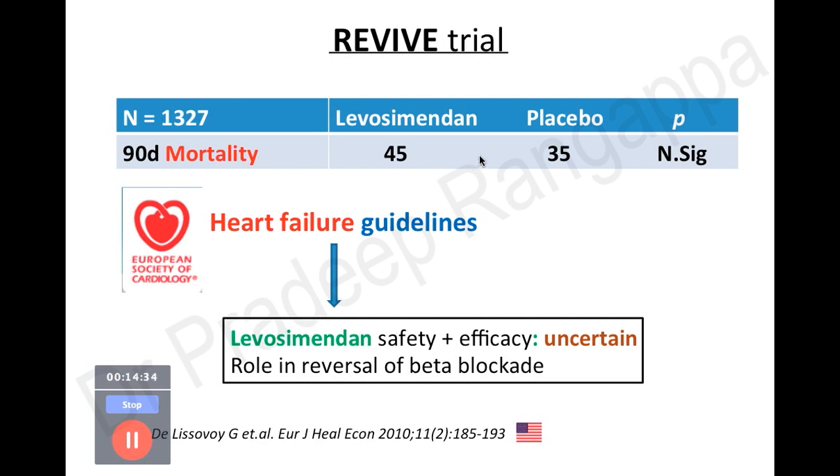So at that point of time, when the heart failure guidelines came, the European heart failure guidelines, they again underemphasized the role of levosimendan based on this REVIVE trial. The SURVIVE trial was negative, REVIVE trial is negative, RUSSLAN trial is positive. So they said levosimendan safety and efficacy is uncertain. It may have some role in reversal of beta blockers. So in the guidelines, there was no emphasis on its benefit based on this particular REVIVE trial.